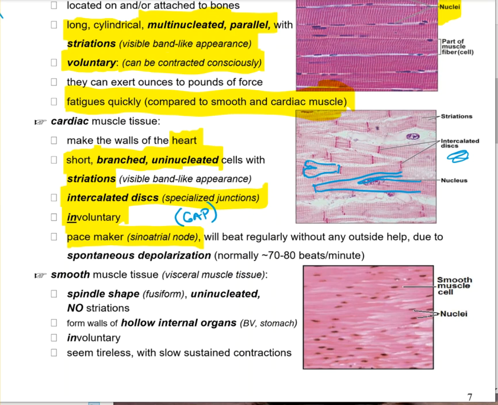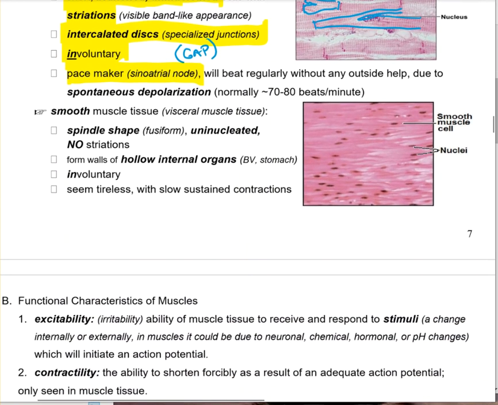And we'll talk a little bit later when we get to heart about how all that works. But that's a unique feature of cardiac. Smooth muscle is our third one. And smooth muscle is a muscle that we see in our viscera, in our organs, and in our tissues. And it looks very different.